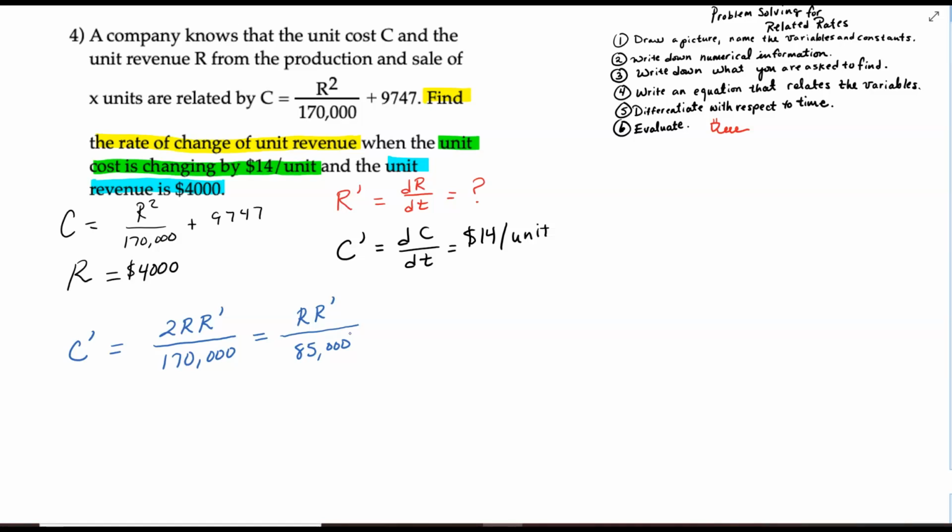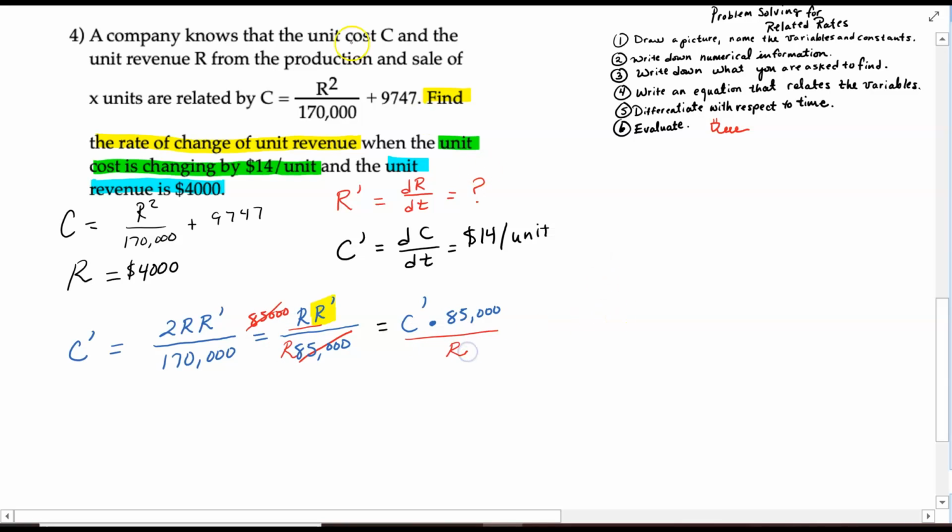Now, what is it that we're solving for though? We're trying to solve for r prime. So I am going to highlight that variable right there because I need to isolate it. All right, so I'm going to say this, of course, equals my c prime. So I'm going to have to multiply both sides by 85,000, so that I can get rid of this. And then lastly, I'm going to have to divide by r. Divide by r. And this right here will equal my r prime.